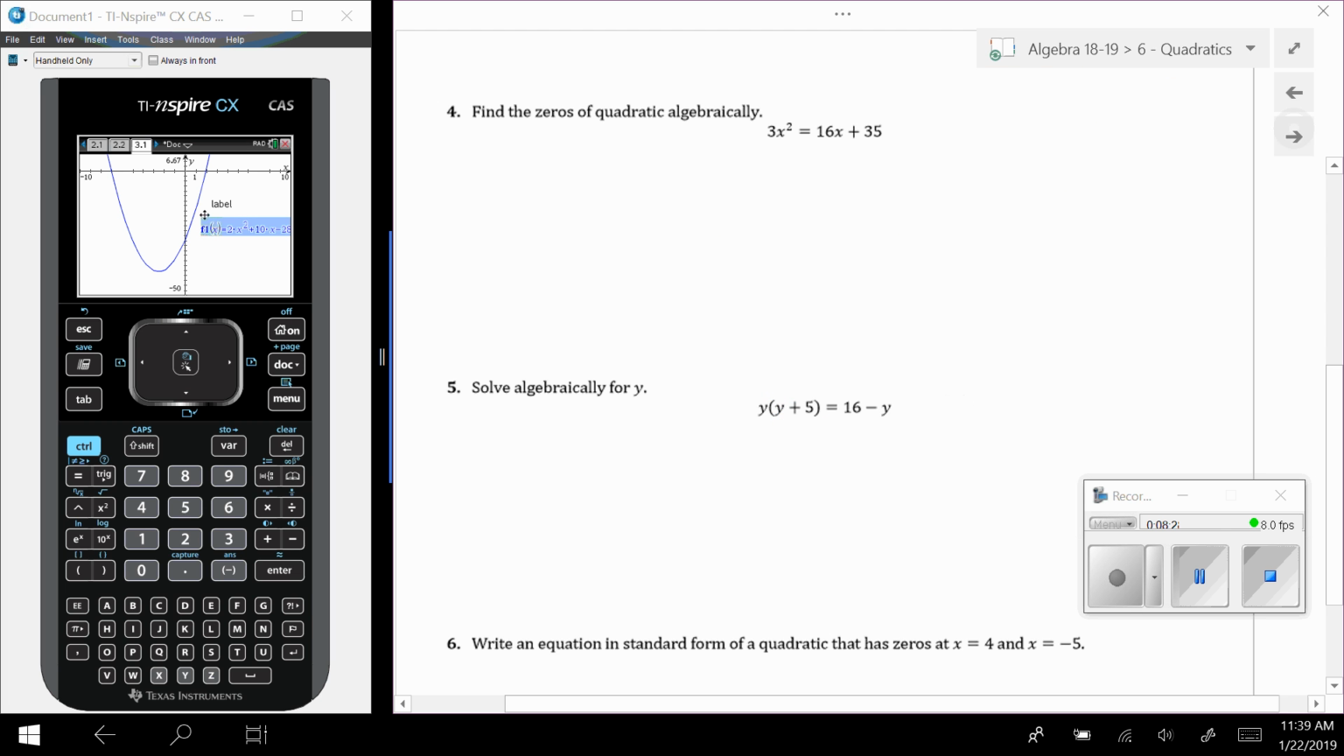All right, we got the back of this page to go, guys. So directions say find the zeros of the quadratic algebraically, and for right now we know that that means factoring.